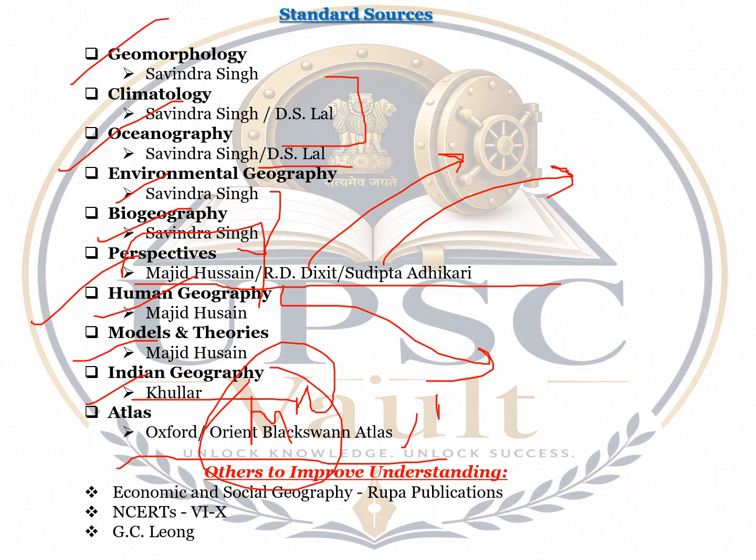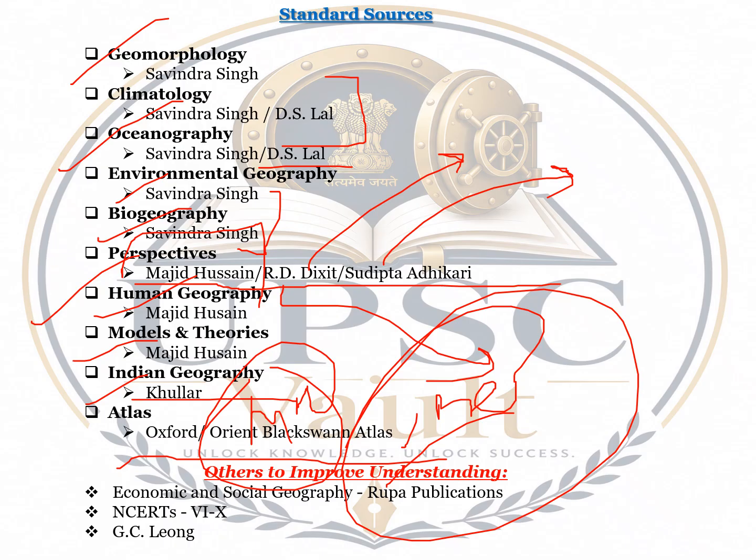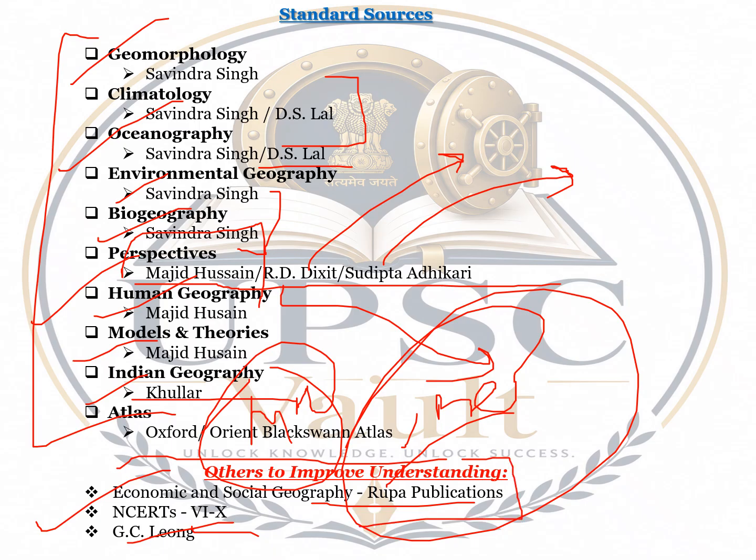You can also read a book by Prem Patel, but the ROI is very low, so it is better to avoid it and focus on the key conceptual clarity. Economic and Social Geography by Rupa Publications, NCERT class 6th to 10th, you can also go with them. And GC Leong, these are just for improving your understanding. If you need to go into the depth of optional, these are the key resources that you need to follow.